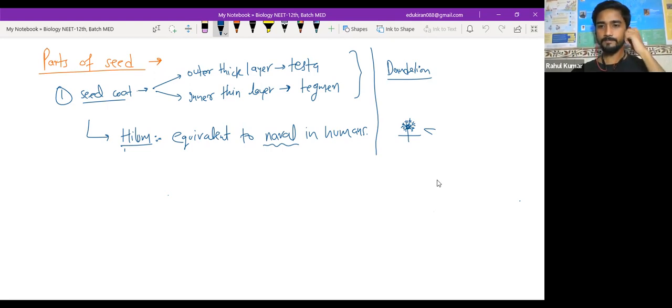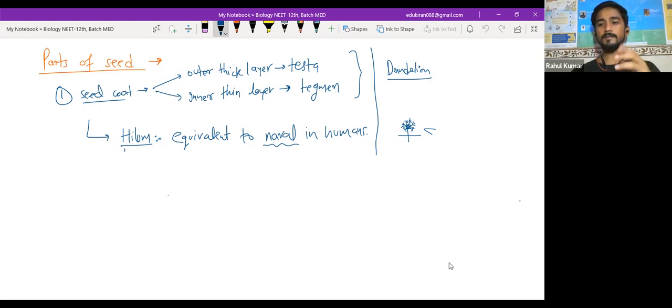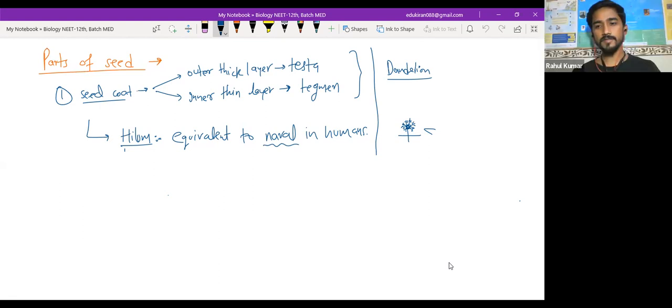Sir, seed coat protects the internal parts of the seed. Just one sentence at a time, and allow me to elaborate on it. So the first thing is very clear: seed coat protects the internal parts of the seed. Okay, that is the first point. And I hope all three of you are writing.